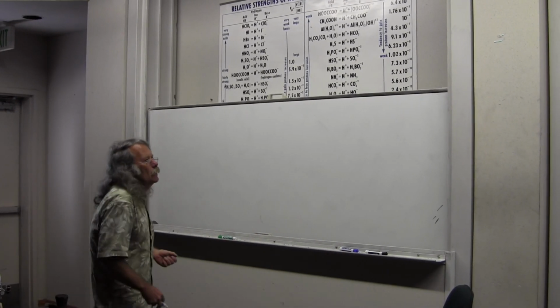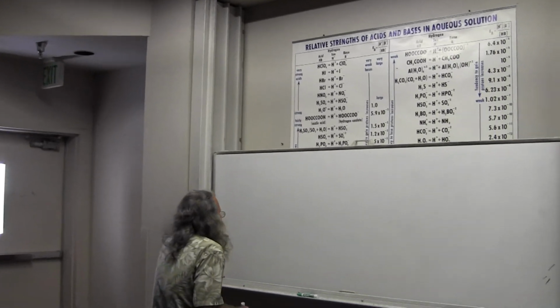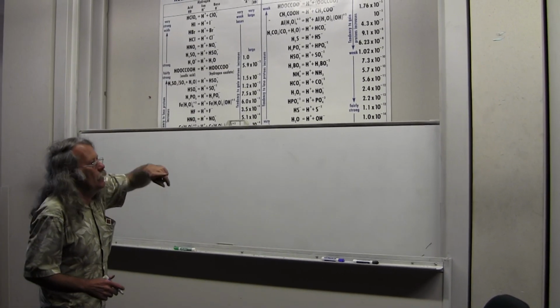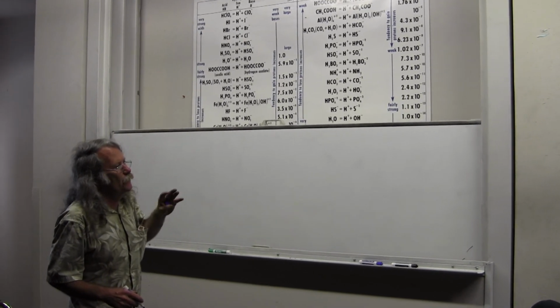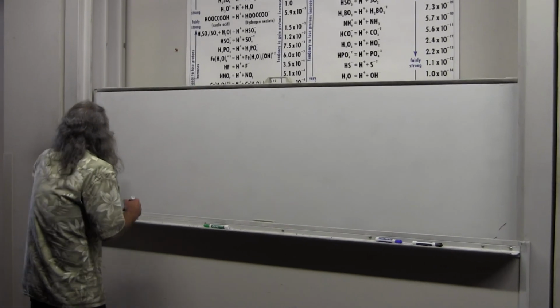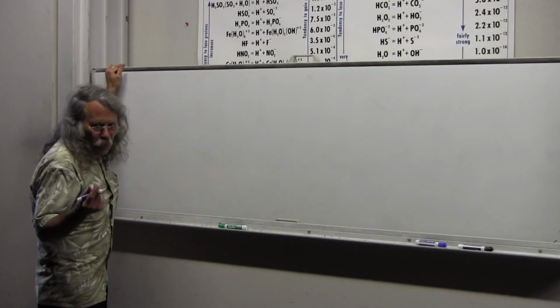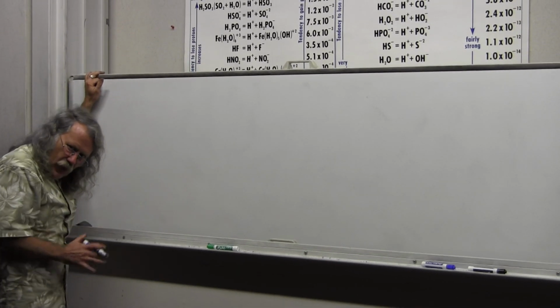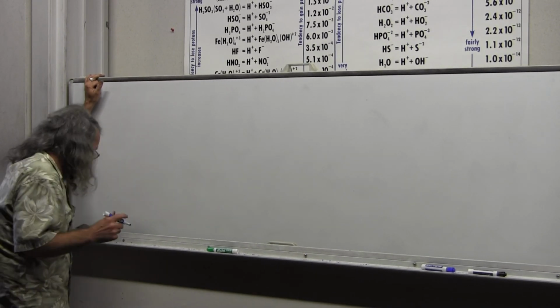Now, assuming the cube is 100 micrometers in length, is visible, what is the volume? So we can state the volume. The volume of a cube is going to be one side times another side times another side.